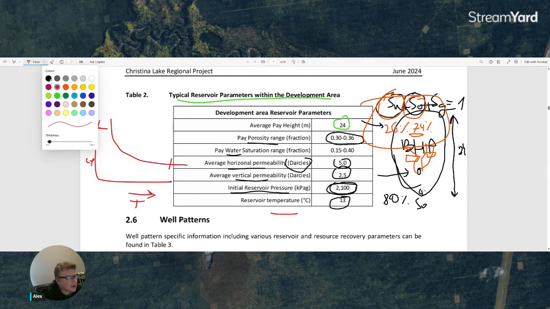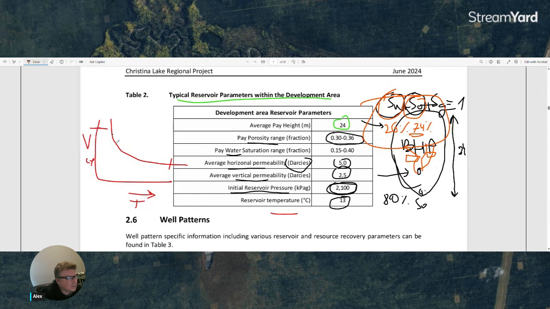And here we're going to be at 100 degrees. Here we're going to be at 200 degrees. And here we're going to be at million centipoise. And here we're going to be at 10 centipoise. And this kind of looks like this. So you have to introduce the heat to transfer that heat to bitumen and then drain it by gravity.